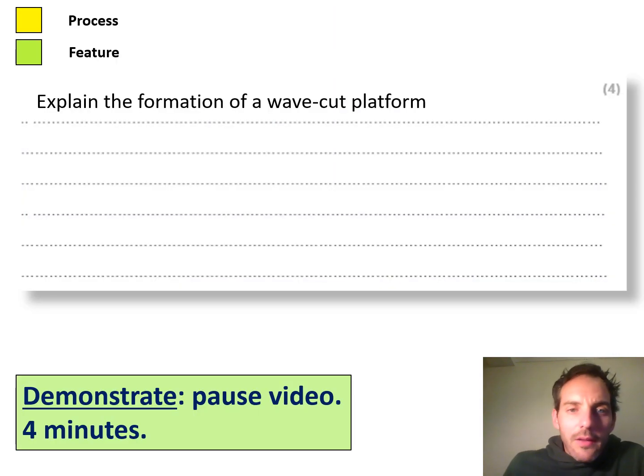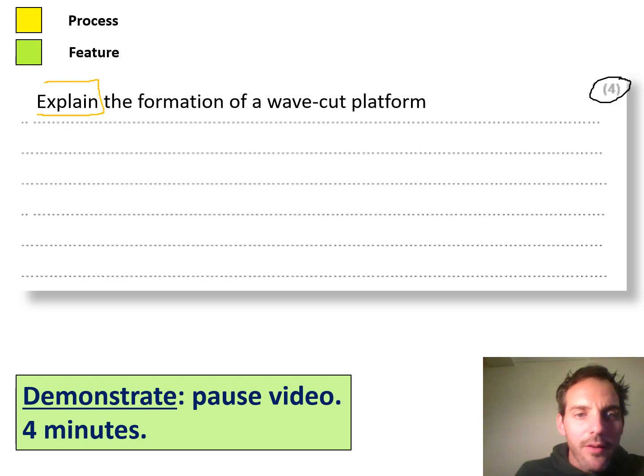So what we're going to do now is take this process feature approach, use your diagrams, go back in the video if you need to. We're going to explain the formation of a wave cut platform. The best way to do this is to tell it like a story. It's a 4-mark question. It's an explain question, so we need to have reasons in there. We need to have connectives as well. Best way to start it is like a story. Start with a connective such as firstly, and then begin explaining what happens, and look at your diagram and take the process feature approach to doing this. Pause the video now, give it a go.